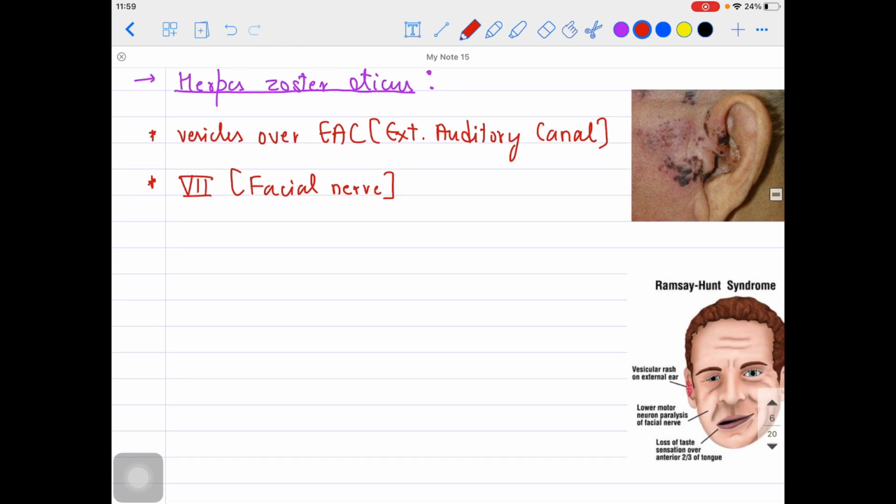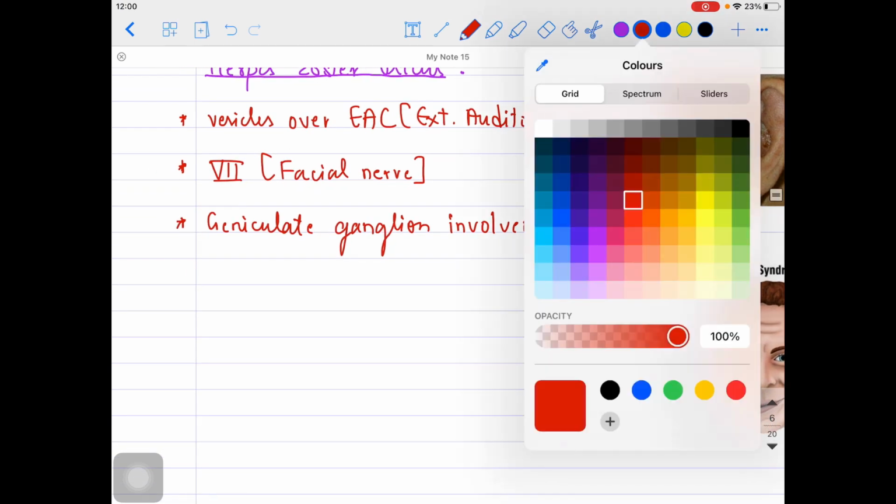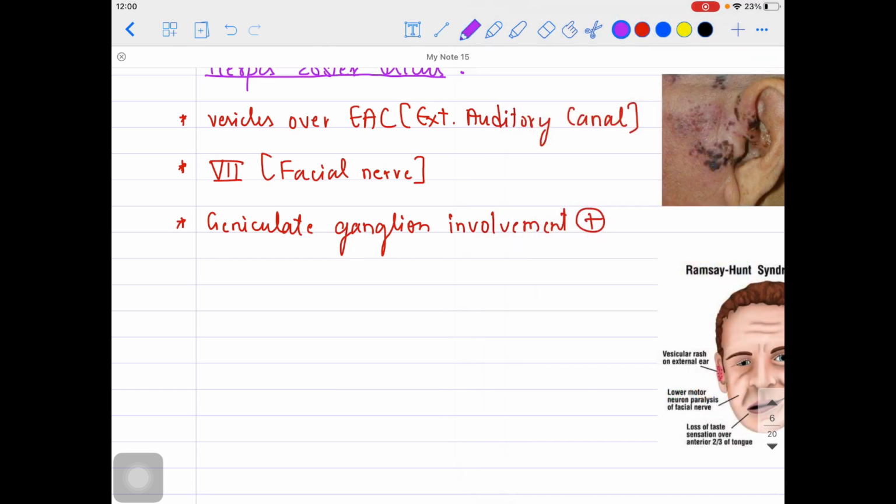But before that, let me talk about one more important point over here. If you talk about the ganglia, then the geniculate ganglion is involved over here. So geniculate ganglion involvement might be present in these cases, right? Now I'm talking about one more important thing related to herpes zoster oticus, which is also called the Ramsay-Hunt syndrome. Now what do I mean by Ramsay-Hunt syndrome?